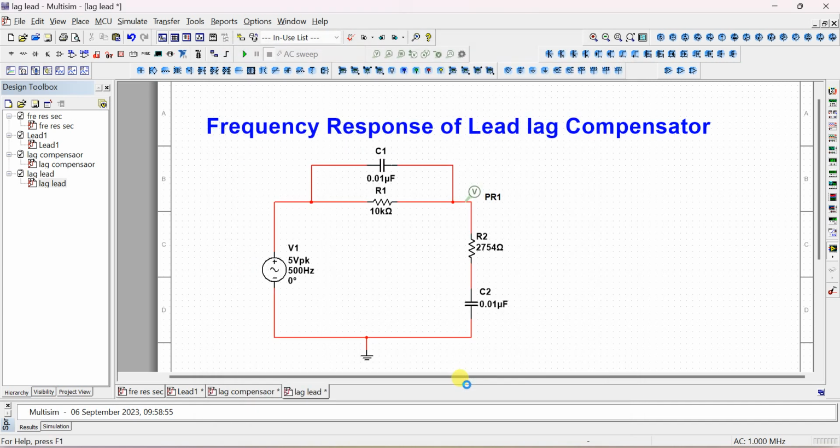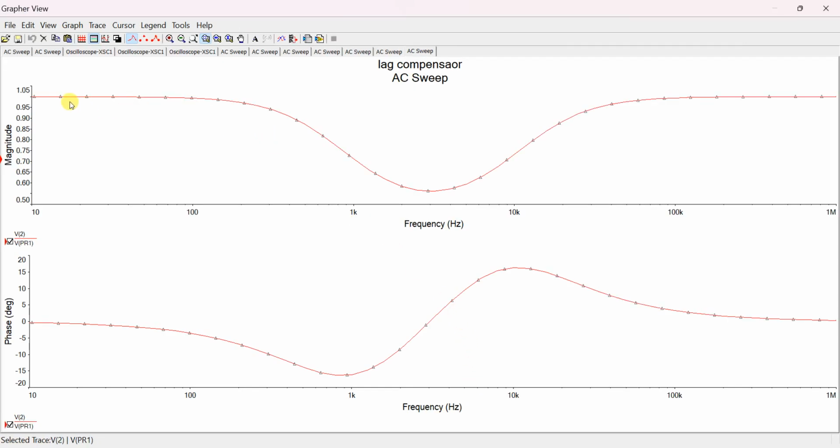You're going to get like this. See, this part is a low pass filter, and this is a high pass filter. It is a combination of lag and lead. So you're getting both responses combined. One is like this, another is like this. Now both will combine. You're going to get like this.